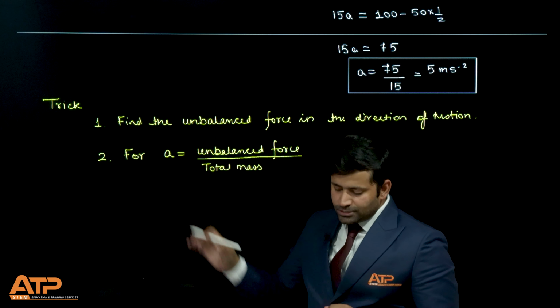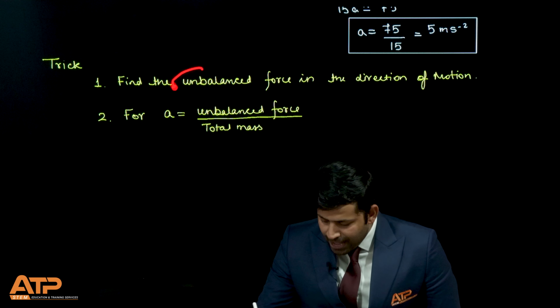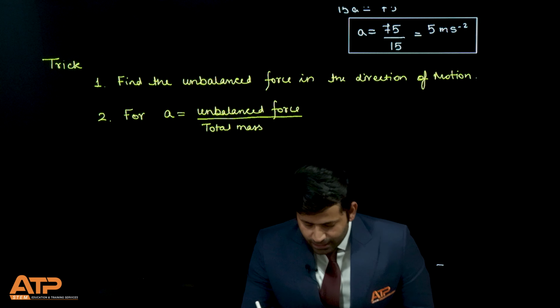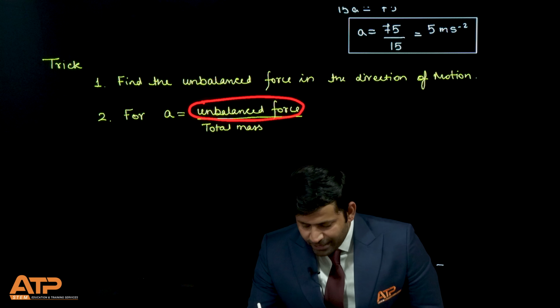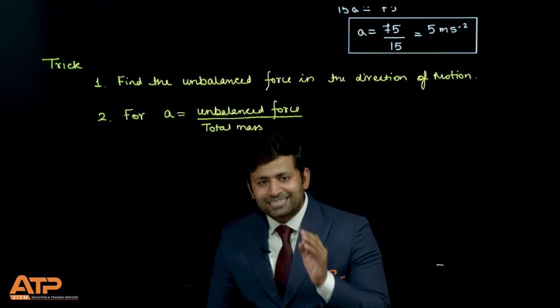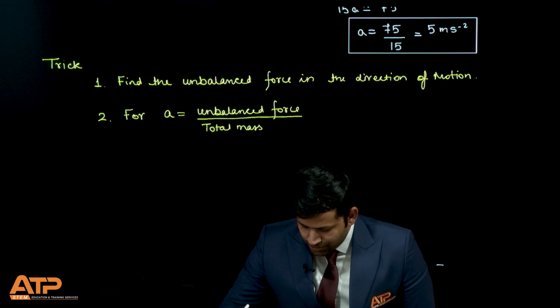What we have to do first is find the unbalanced force in the direction of motion. And then once we know the unbalanced force, we divide it by the total mass of the system, and we get the acceleration. That's it. Now let us apply the same trick on the question.